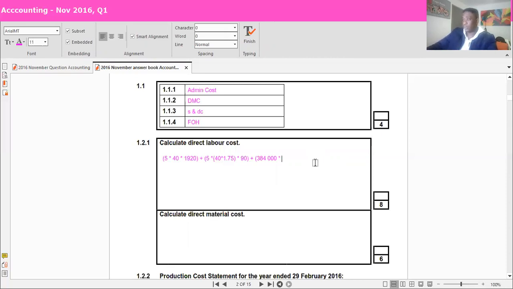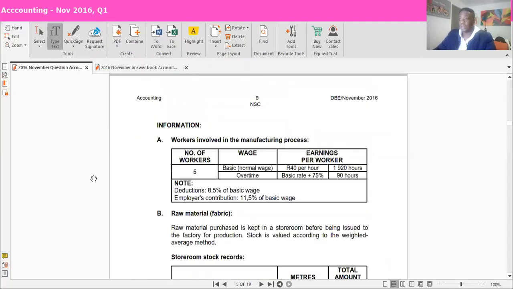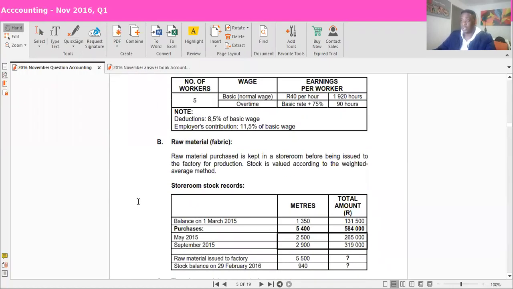So you're gonna multiply that by 11.5%. And then our answer will be 459,600. So that is the direct labor cost. And then we move on and calculate the direct material cost. So information B, that's actually on the direct material cost.